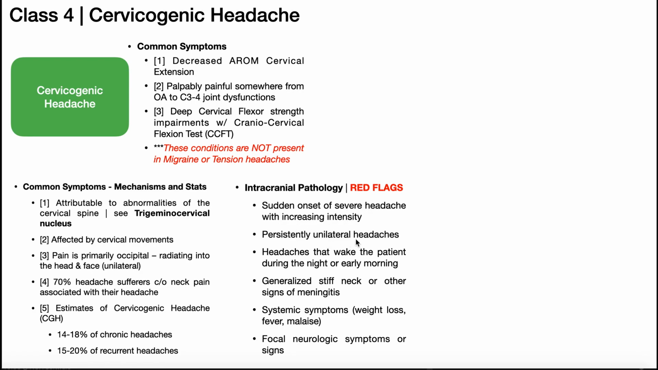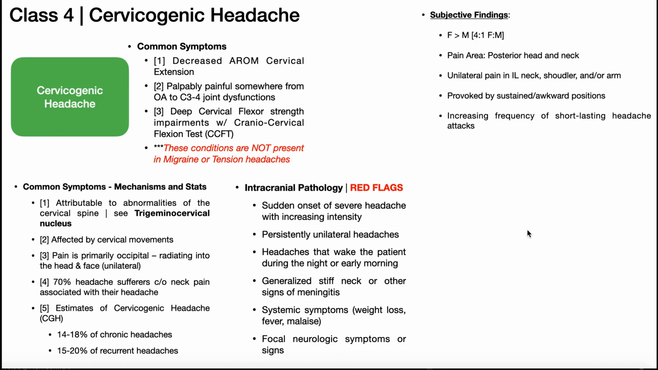Persistently unilateral headaches, that could be a sign potentially of something within the brain that's compressing something, or potentially compressing a nerve, always on one side. Headaches that wake the patient during the night or early morning. Obviously, those are red flags. Generalized stiff neck or other signs of meningitis. Systemic symptoms: weight loss, fever, malaise. And then focal neurological symptoms or signs. These are going to be more indicative of a neurodegenerative condition, particularly in its early stages.